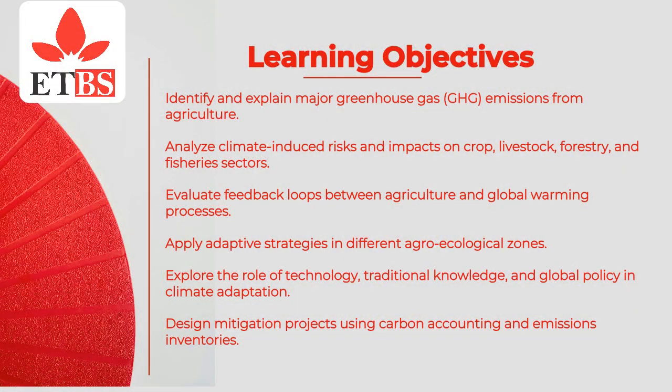By the end of this module, you should be able to: 1. Identify and explain major greenhouse gas, GHG, emissions from agriculture. 2. Analyze climate-induced risks and impacts on crop, livestock, forestry, and fisheries sectors. 3. Evaluate feedback loops between agriculture and global warming processes. 4. Apply adaptive strategies in different agro-ecological zones. 5. Explore the role of technology, traditional knowledge, and global policy in climate adaptation. 6. Design mitigation projects using carbon accounting and emissions inventories.